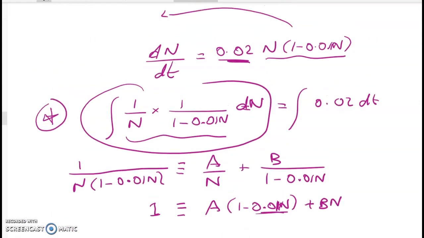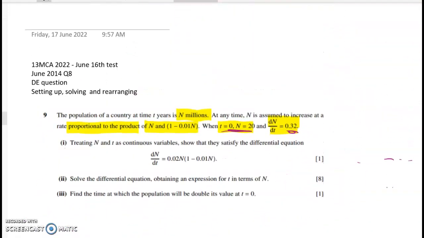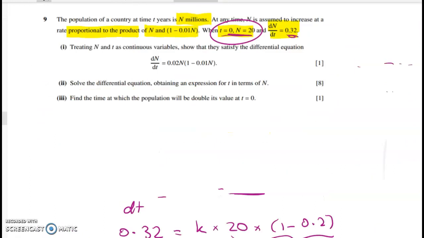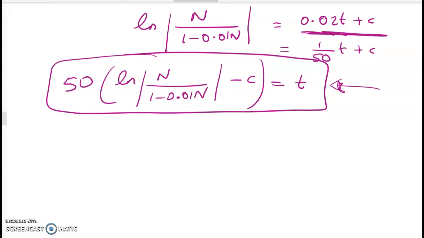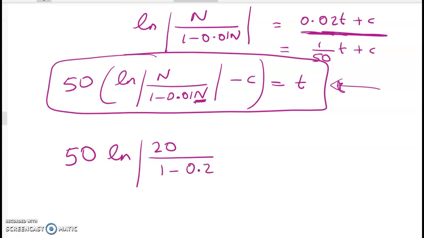What do we know? Well, we know that at t equals 0, n is equal to 20. So substituting in, I get 50 ln of 20 over 1 minus 0.2, right? Substituting 20 in here. 20 times 0.01 is 0.2, minus c.